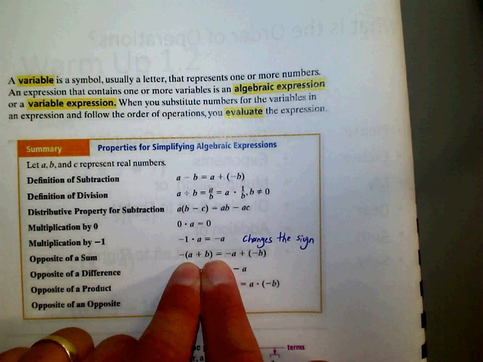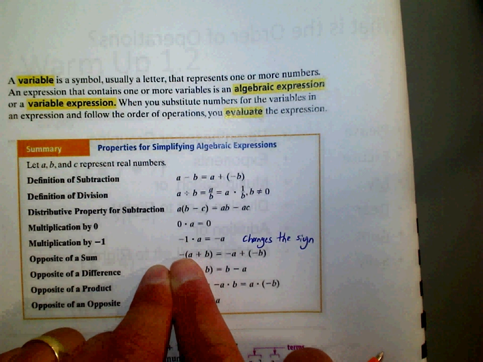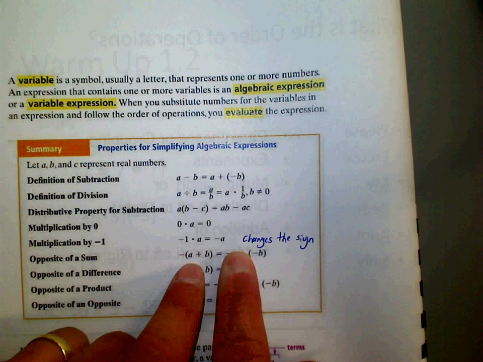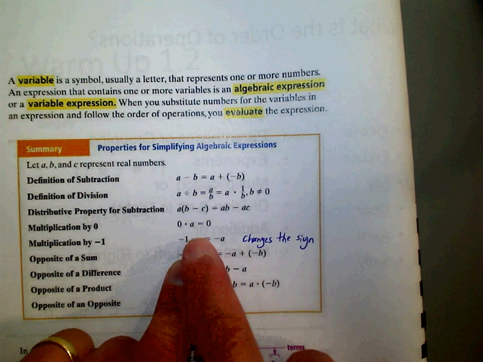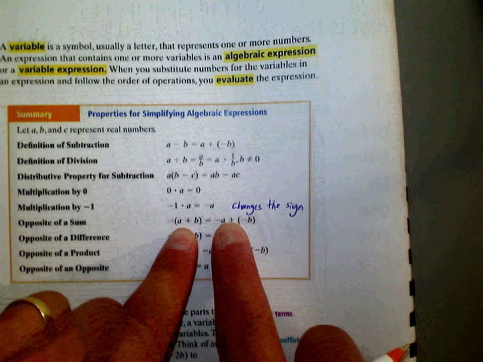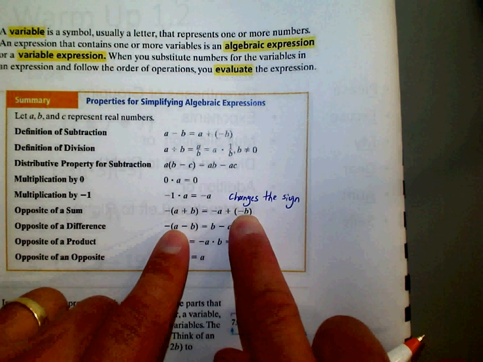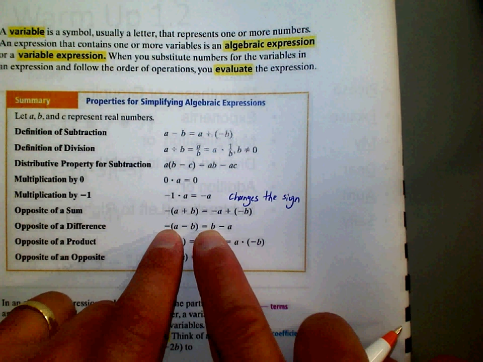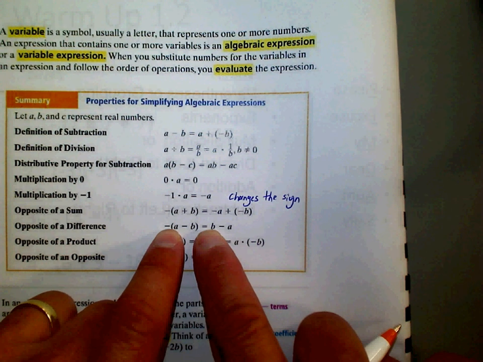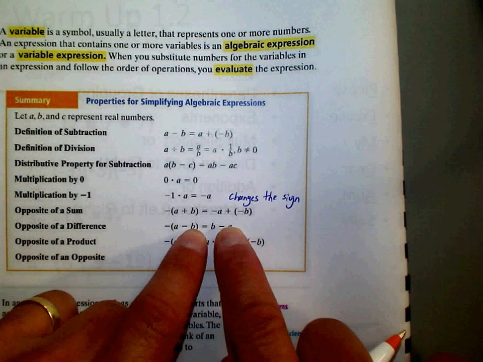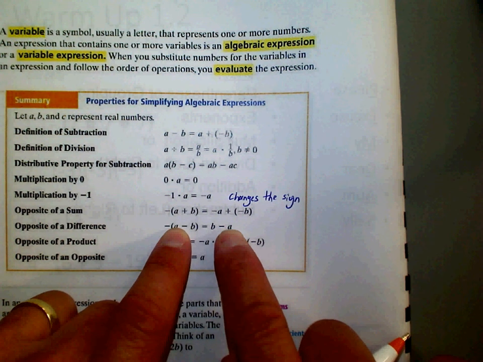Opposite of a sum, this just shows when there's a negative, there's an imaginary 1 right there that distributes through. So just like here, -1 changes the sign, we would distribute a -1 through, and the A becomes negative, and the B would become negative. Just the opposite here, opposite of a difference. If you distribute a -1 there, then the B is positive, where it was negative, and now the A is negative where it was positive.